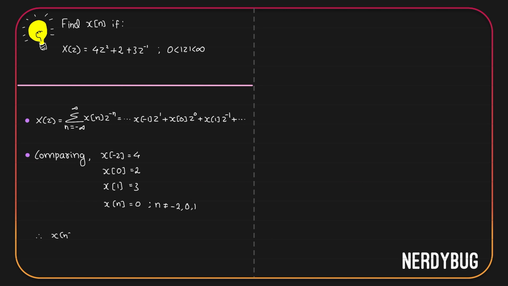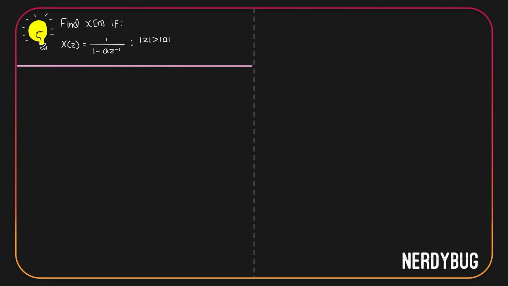We can write x of n is equal to 4 at n equal to minus 2. To show that, we'll multiply 4 with delta of n plus 2, plus it is 2 at n equal to 0. To show that, we'll multiply the 2 with delta of n, plus it is 3 at n equal to 1. To show that, we'll multiply 3 with delta of n minus 1. So the inverse Z transform of 4z square plus 2 plus 3z inverse is 4 delta of n plus 2 plus 2 delta of n plus 3 delta of n minus 1.